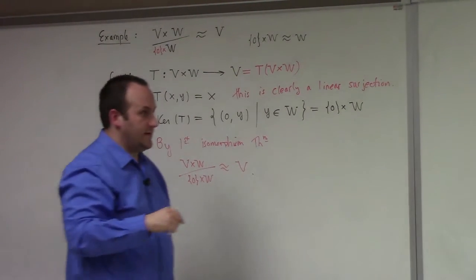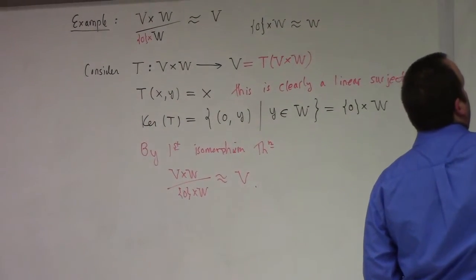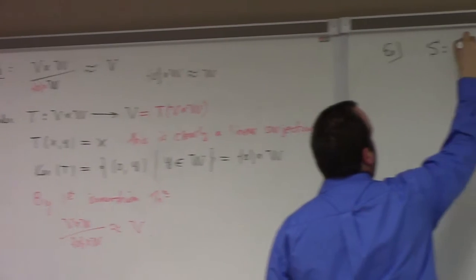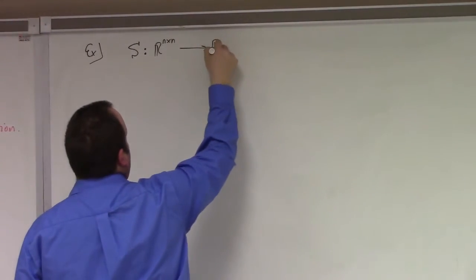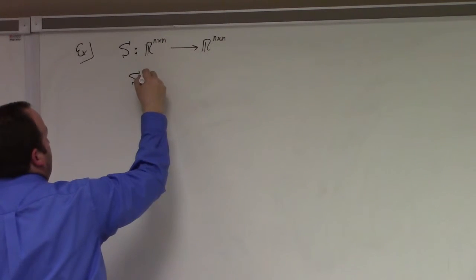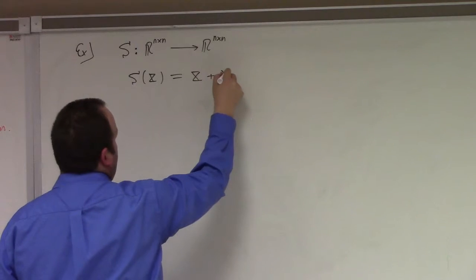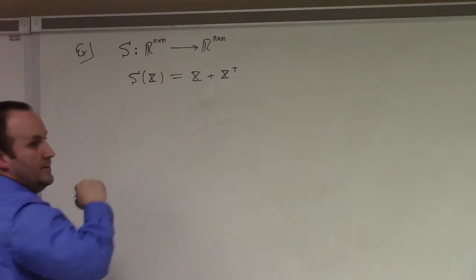Another example we can look at is this mapping S. It's a mapping from, say, R^(n×n) to R^(n×n), defined as follows. S of, let's say, X is equal to X plus X transpose. All right?